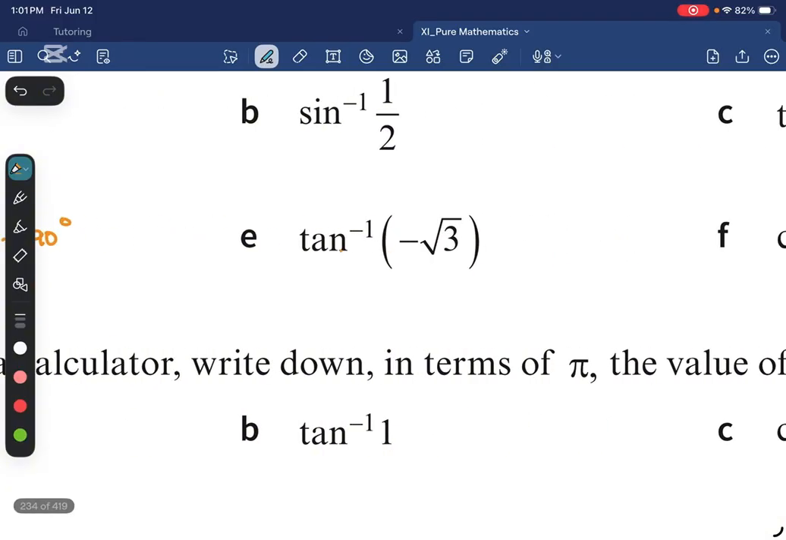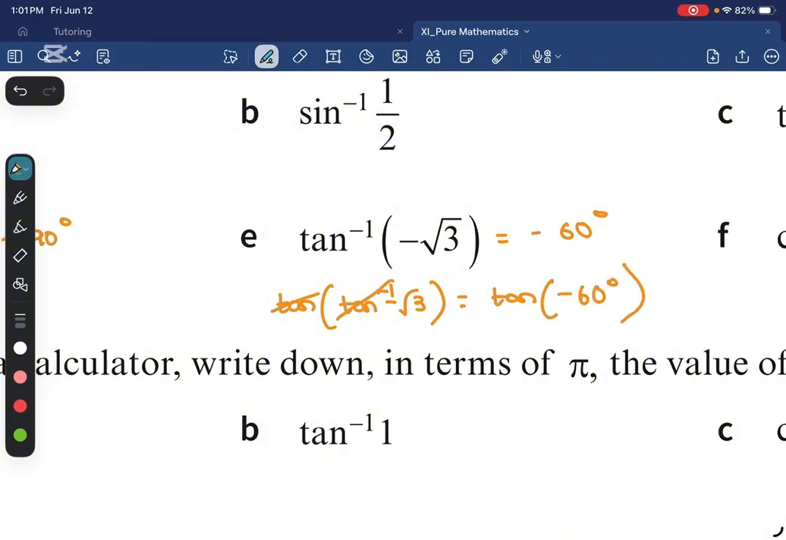All right, tan inverse of negative root 3. That has to be negative 60 degrees. Because if I take tan of both sides, then tan of tan inverse of negative root 3, these will cancel out, and I get negative root 3, which should be equal to tan of negative 60 degrees, which it is. So my solution is negative 60 degrees.